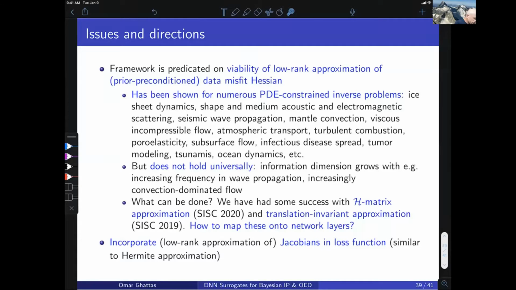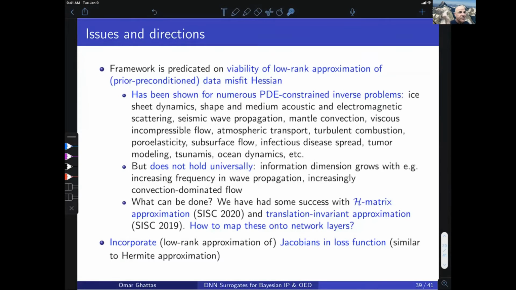And a number of problems we've shown this over the years for many different problems. You can see a list of those there. And every one of those has, even Peng can tell you about, even with a COVID infectious disease spread model, he had 1,000 parameters in his model, but even that had an effective low dimension in the tens. But it doesn't hold universally. We know this. The information dimension grows with increasing frequency in wave propagation, with increasing advection in advection-dominated flows, Reynolds number, Peclet number, et cetera. So what can be done in those cases? That's open. It's an interesting research question.